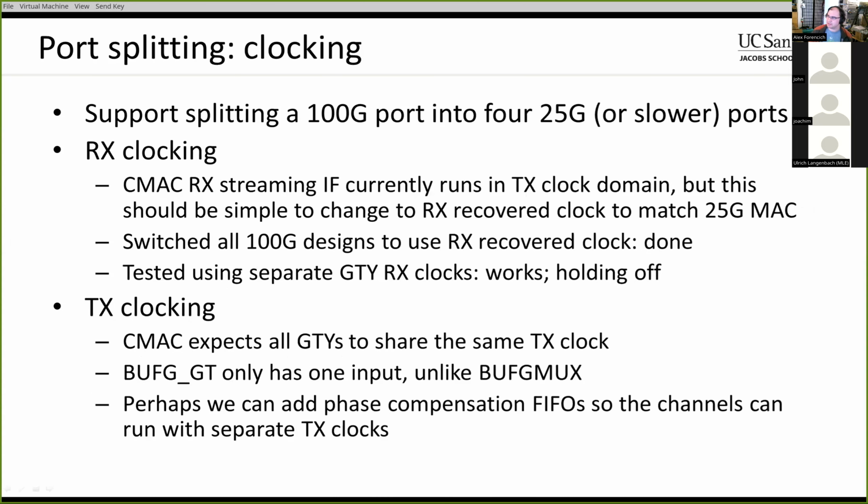Now, getting on to some of the other changes that I'm working on or mulling over. One of these is port splitting. Ideally, what we want to be able to do in Corundum is take a 100 gig port and split it into four 25 gig, or not necessarily 25 gig, but just separate ports, which could run at 25 gig or they could run at other speeds.